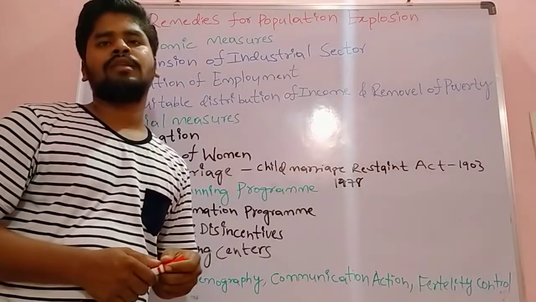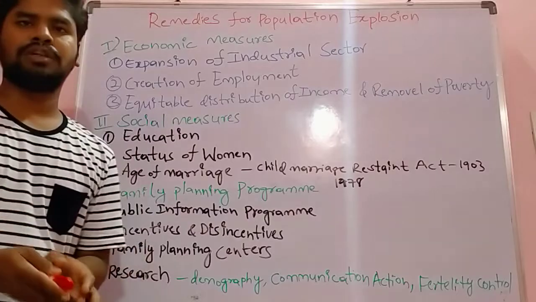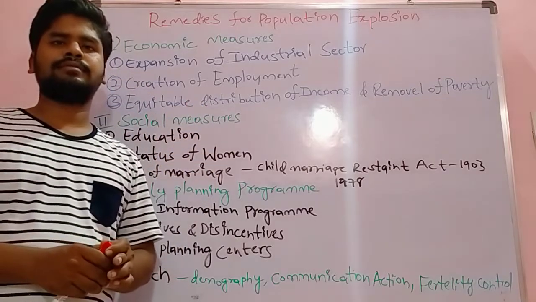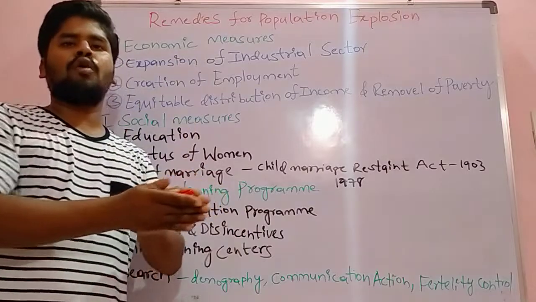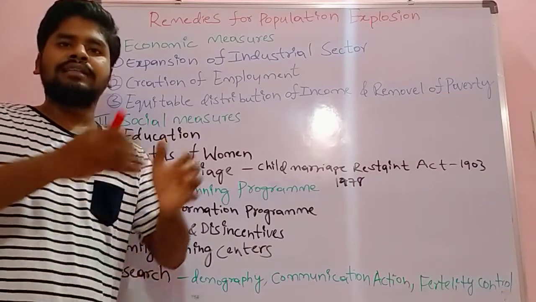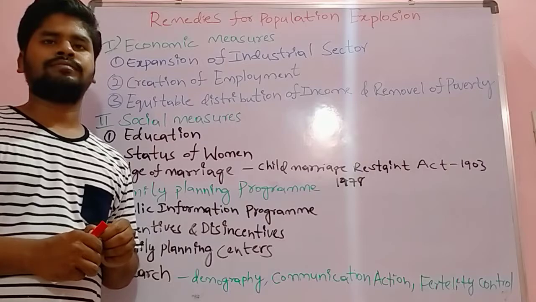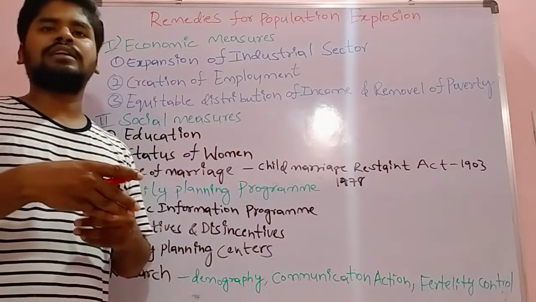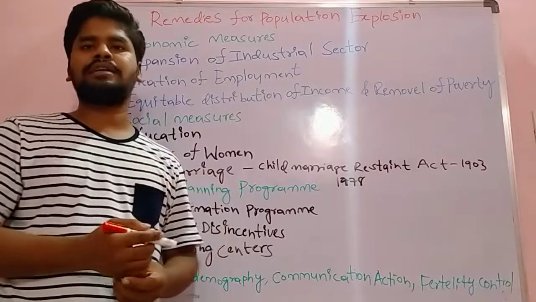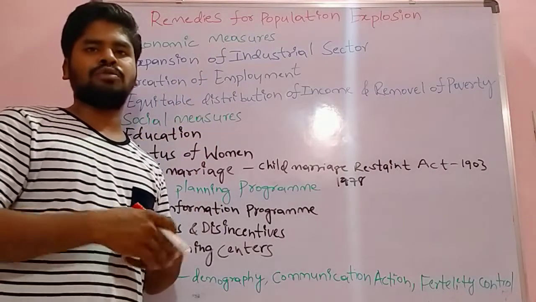remedies for population explosion. So what do you mean by population explosion? Population explosion means the birth rate continuously rises and the death rate continuously decreases. Population increases at a geometric rate while food supply increases at an arithmetic rate. There is a vast decrease in the death rate and the birth rate increases very fast. That leads to population explosion, which causes many hazardous problems, economic problems, and food scarcity. Many issues will occur if the population explodes.